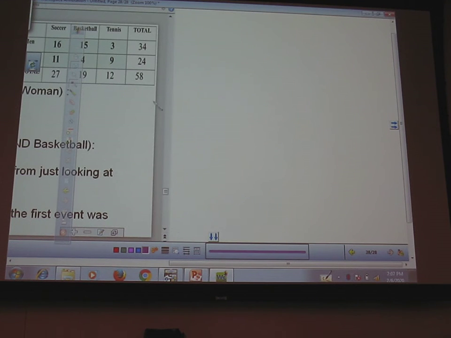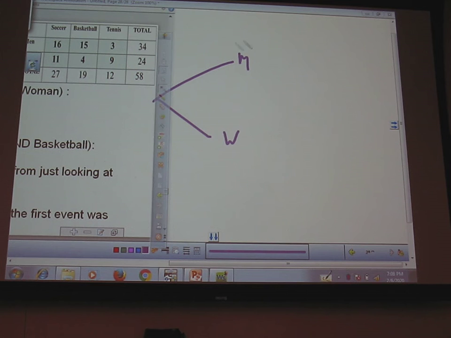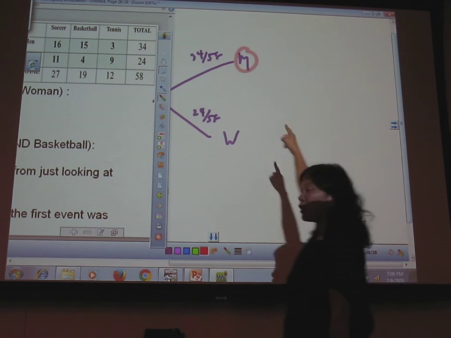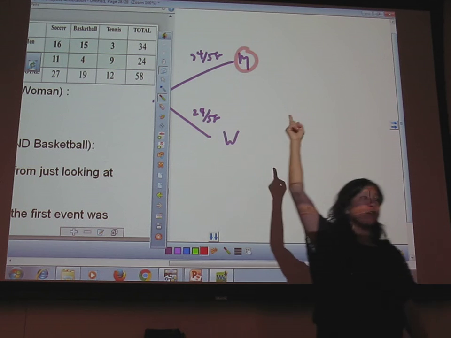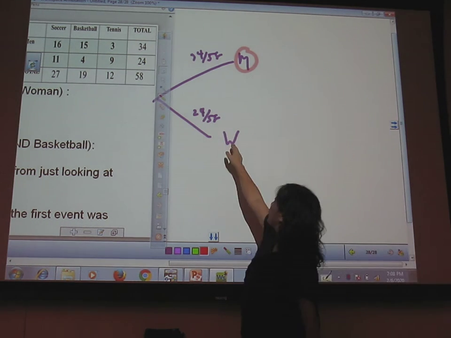We've got men and women. So what's the probability that we pick a guy? 34 out of 58. Probably pick a woman, 24 out of 58. Great. If we're standing here with the men, how many people are there? 34. So now everything's out of 34. Do you guys see what I'm saying? If we went that way, there's 34 people. If we went this way, there's 24.